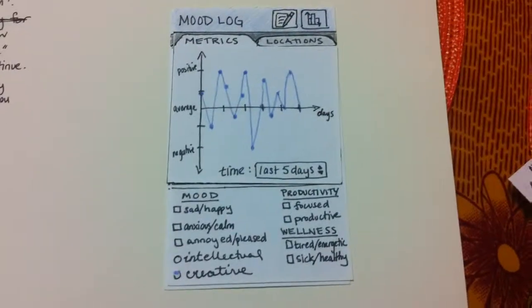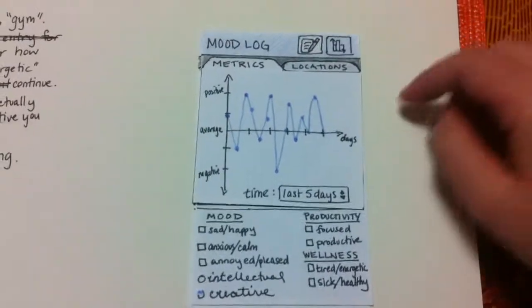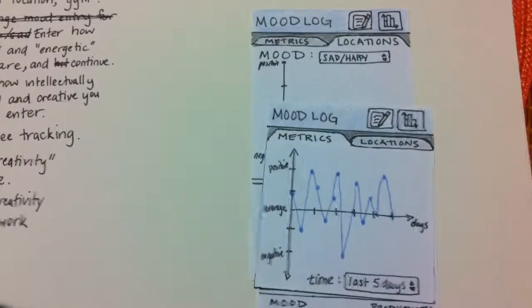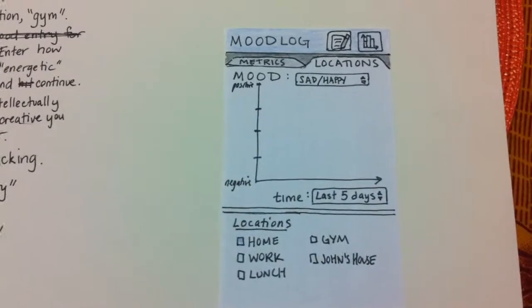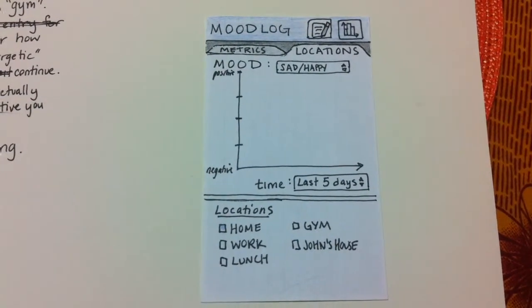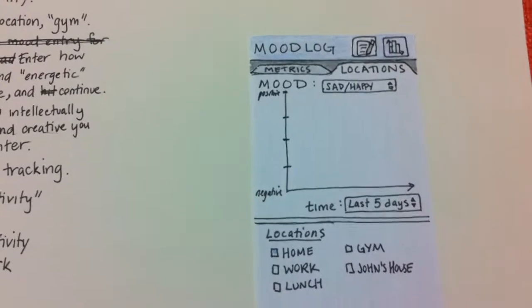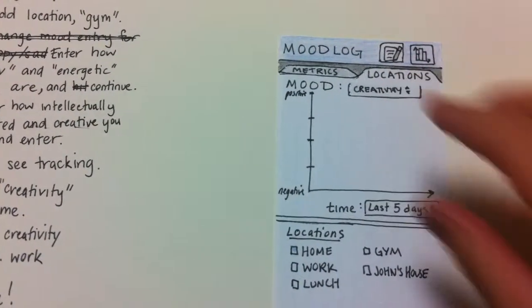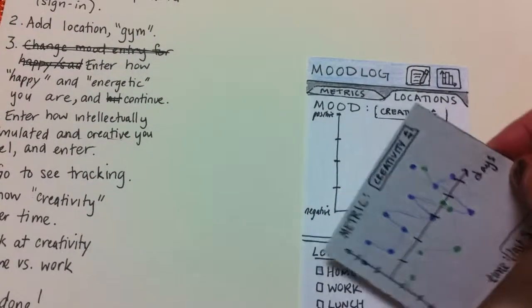So, awesome. Then it says, look at creativity at home versus at work. So you'd look at this page and you'd say, I don't see anything about location. So hopefully you'd think, all right, maybe I should try clicking the locations button up here. So I click the locations button and go to the next screen. Ta-da! Now this says mood, sad, happy, time, locations, and we have to look at home versus work of creativity. So first of all, we select this and we click creativity. And then when we click home and work, we populate them on the screen.